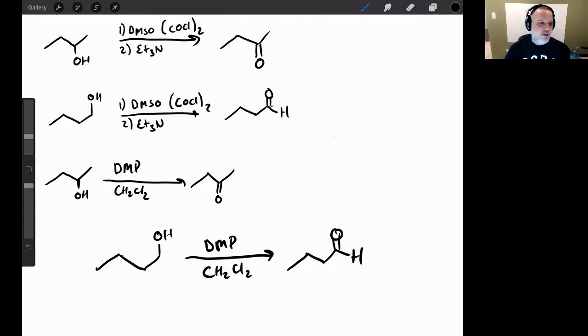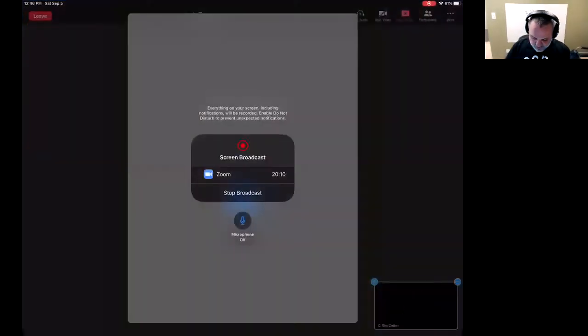We also learned about the Swern oxidation with DMSO and SOCl2, then treated with a base like triethylamine. And we learned about Dess-Martin periodinane, DMP, in the presence of CH2Cl2. They're all three, PCC, Swern oxidation, and DMP, less strong than chromic acid and will not fully oxidize a primary alcohol into a carboxylic acid. It only oxidizes the primary alcohol into an aldehyde. So at the end of the day, that's really it for the chapter.